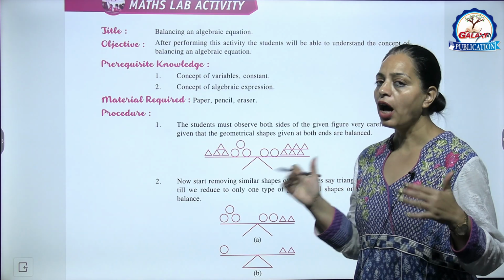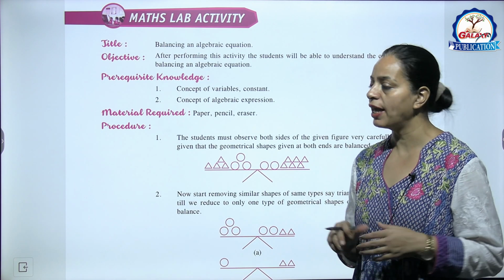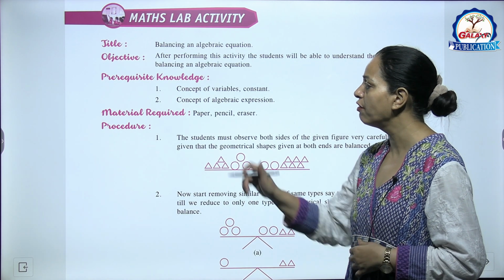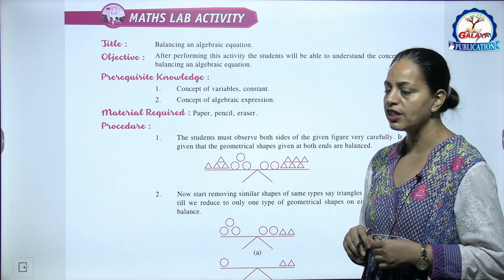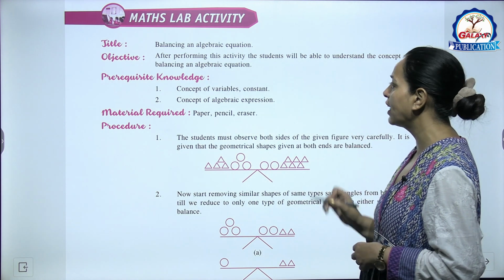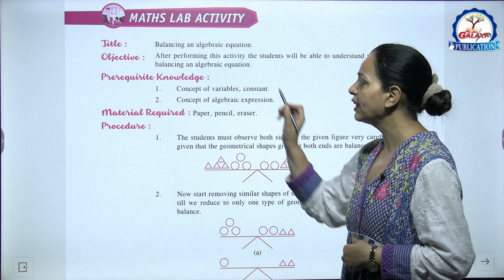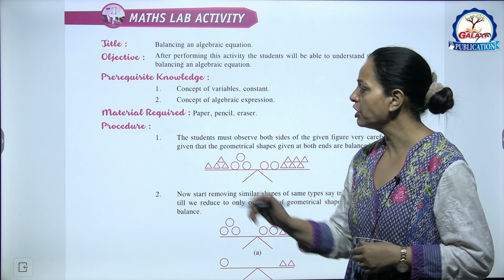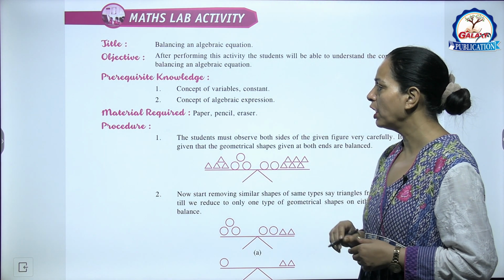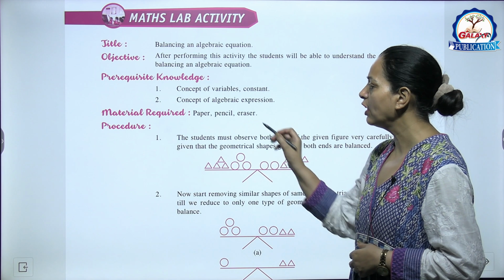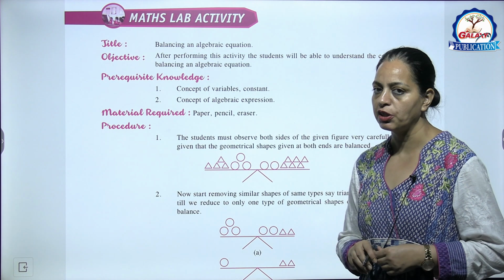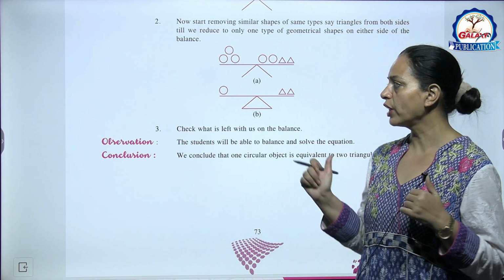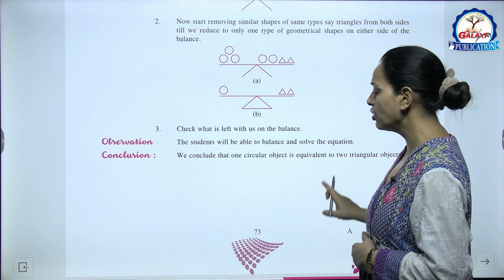Okay. Now this is the time of maths lab activity titled Balancing an Algebraic Equation. Objective: after performing this activity, the students will be able to understand the concept of balancing an algebraic equation. So prerequisite knowledge: the first one, concept of variables and constant, and the second, concept of algebraic expression. Material required: paper, pencil, eraser. So you can try this one. I hope this is clear to you.